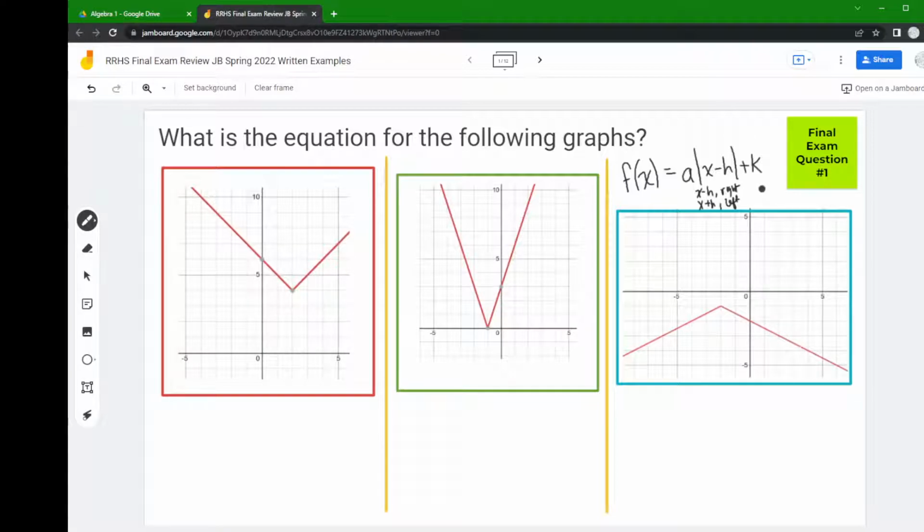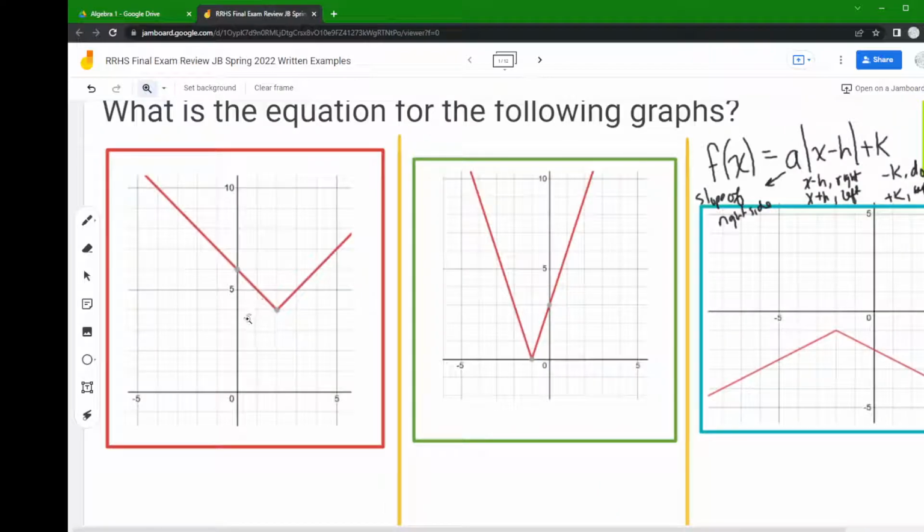This k value, if it says minus k, goes down, and plus k moves the graph up. So that is a little guidance thing that I use just to write the equation. All right, so here we go. I'm going to zoom real close in on this red one.